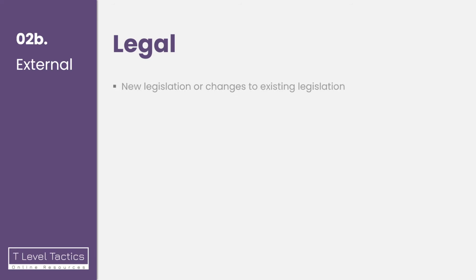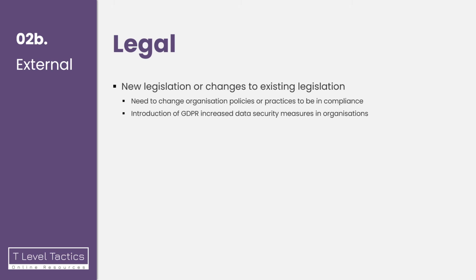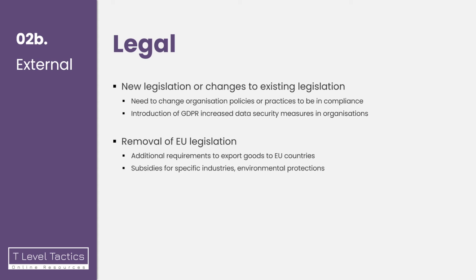On the legal side, there could well be new legislation or changes to existing legislation that can have an impact on a business. Businesses and organizations may need to change their policies or practices to be in compliance. When we look at the introduction of GDPR, there was certainly an increase in data security measures in organizations to ensure they were compliant with that legislation. In the UK, there's also the impact of the removal of certain EU legislations. There are additional requirements now in order to export goods to EU countries. There's also the removal of certain subsidies for specific industries and environmental protections that the European Union would grant those areas.